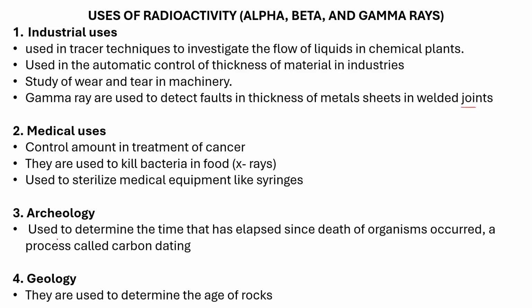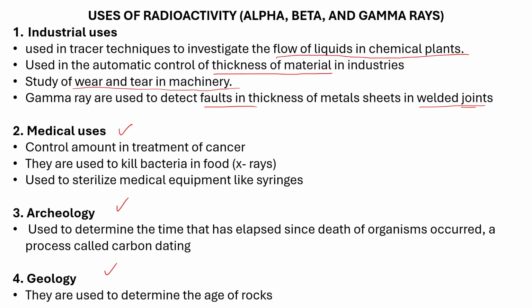Let's look at uses of radioactivity. Radioactivity has a number of uses because it has a number of radiations or particles. So it can be used in industrial uses, medical uses, archaeology, geology, etc. For example, in industry, it can be used in tracing the flow of liquids in chemical plants. It can also be used to find out the thickness of materials like paper, also detecting wear and tear in machinery, and detecting faults in welded joints.